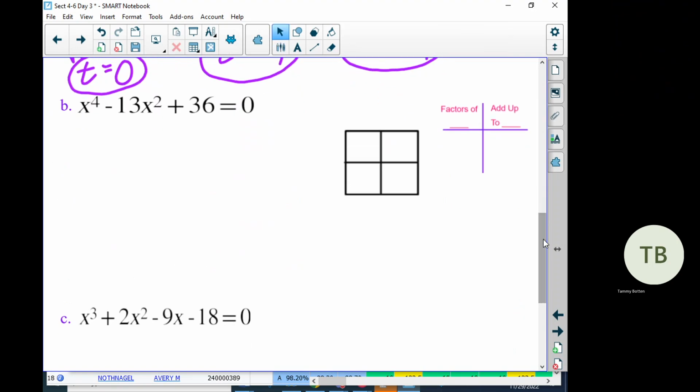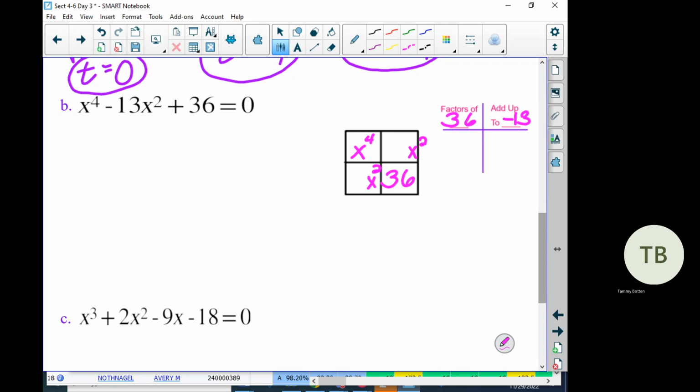So now let's look at this one. And this one we have x to the 4th, and that's 3 terms. When you have 3 terms, you're going to use the trinomial factoring box and table. The 36 goes here as well as here. The negative 13 goes here. And if it's x to the 4th, that tells us each of these boxes off to the side is going to be x squared.